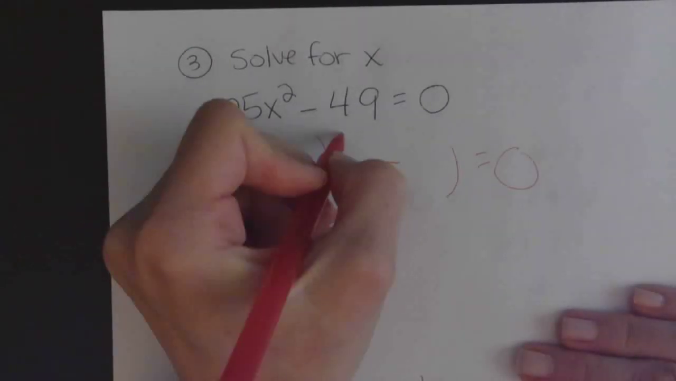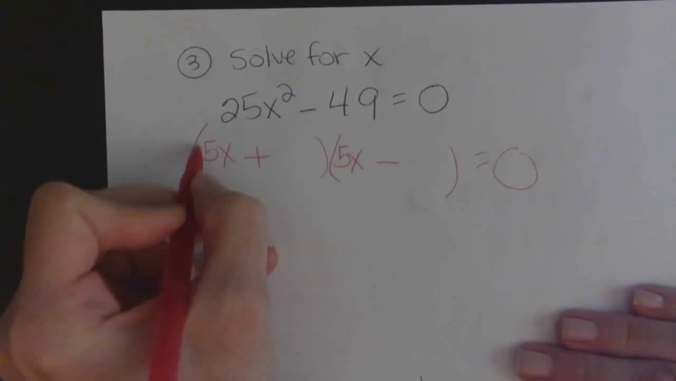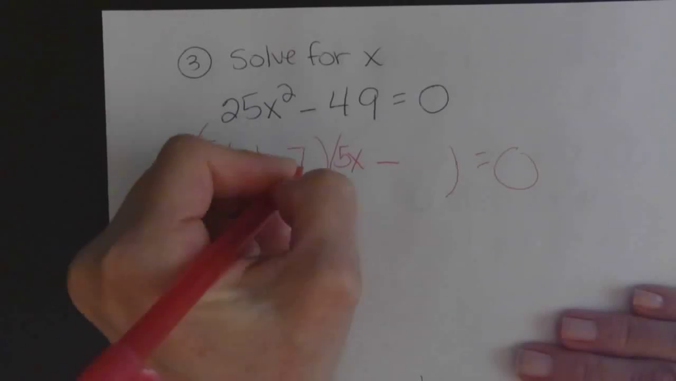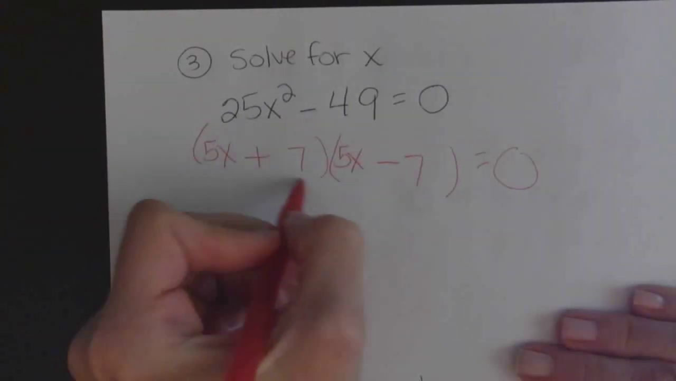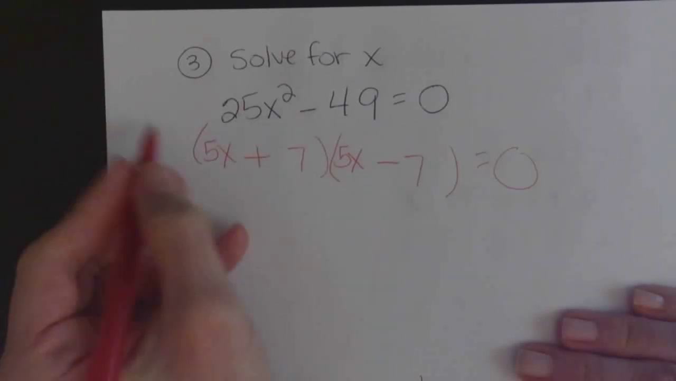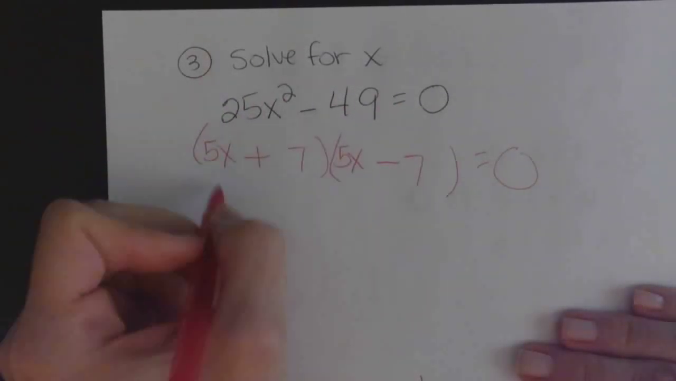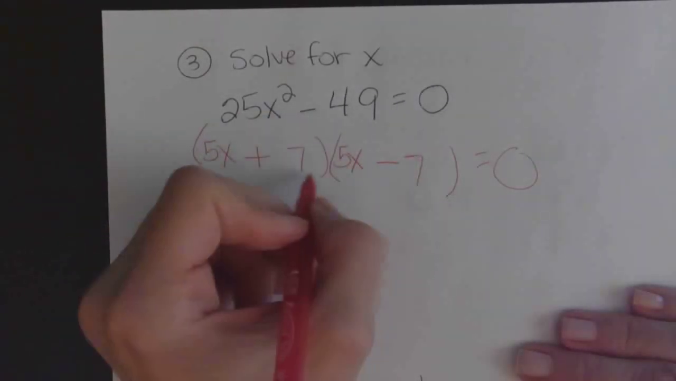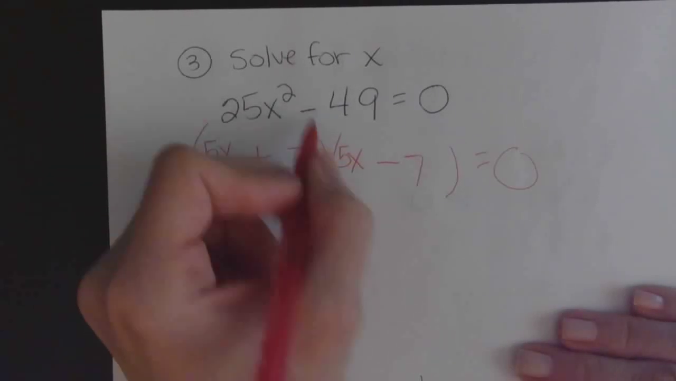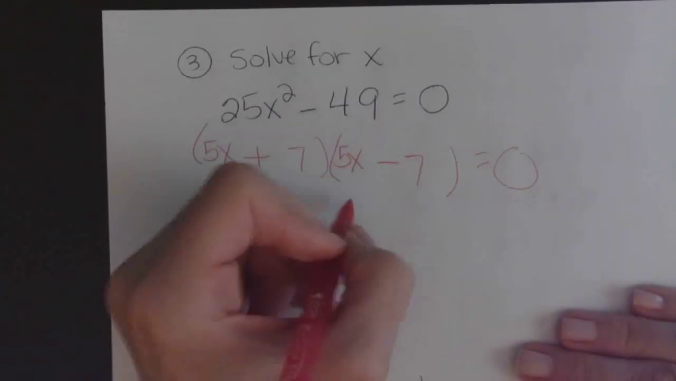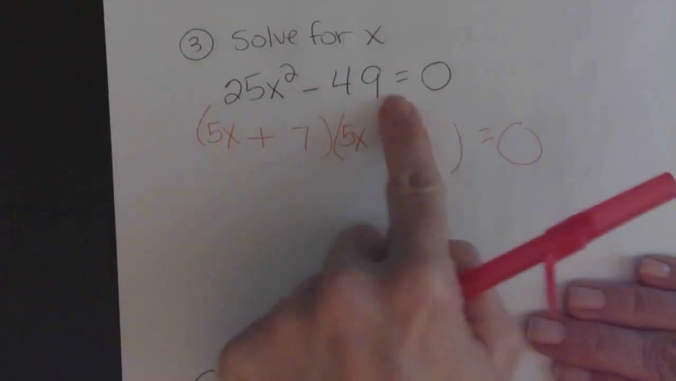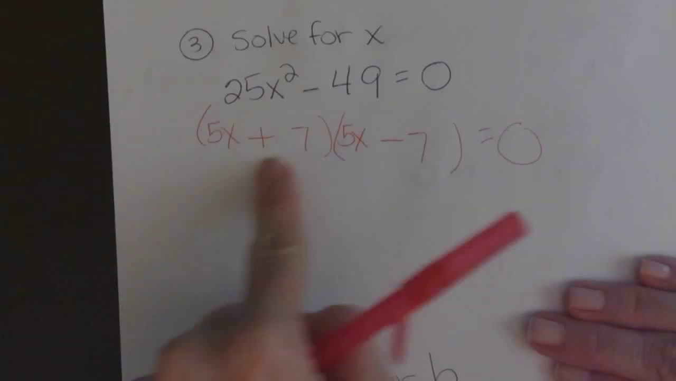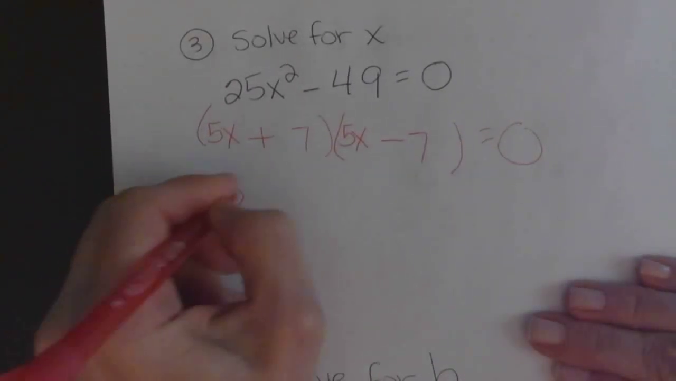Now, the square root of 25 is 5, so this is going to be 5x and 5x, because 5x times 5x is 25x squared. And then the 49, the square root of 49 is 7, so 7 and 7. There's the negative 49 on the back. If you did this whole multiplication back, you would have your 25x squared, your negative 35x, your positive 35x, which would drop to the middle of being 0, and then your minus 49.